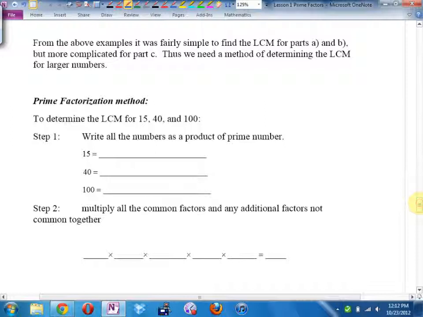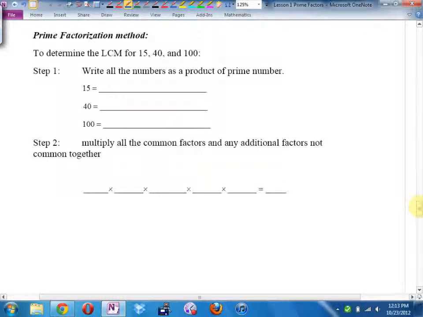So, in the above examples, it was fairly simple to find the LCM for parts A and B, but a little more complicated for part C. We need a method. There is one. You can use the prime factorization as your starting point. So if I wanted to find the least common multiple of 15 and 40 and 100, or, Cole, if I wanted to prove that you were right, I would write the prime factorization of 15.